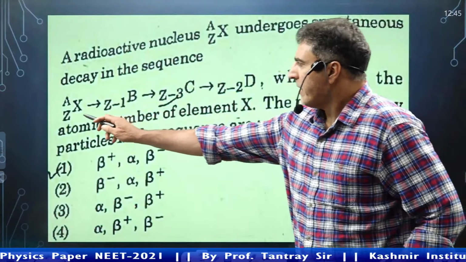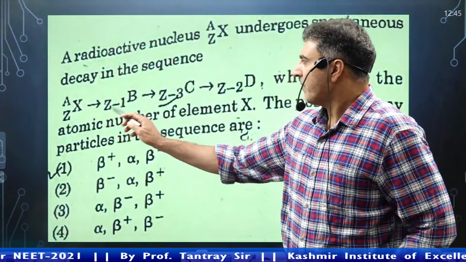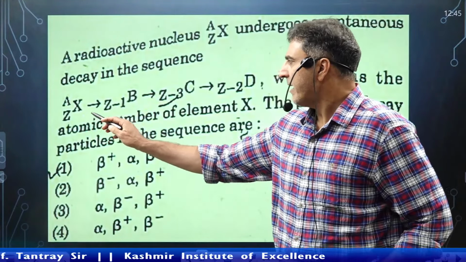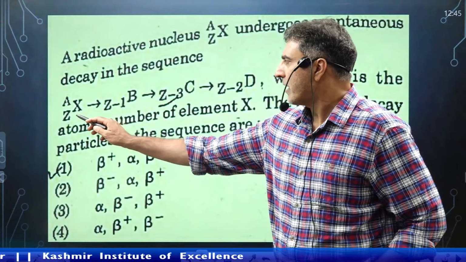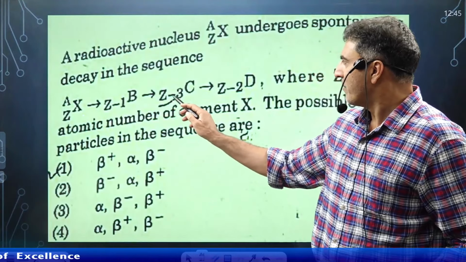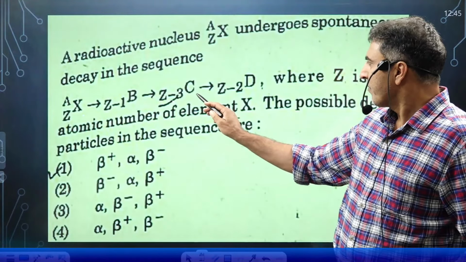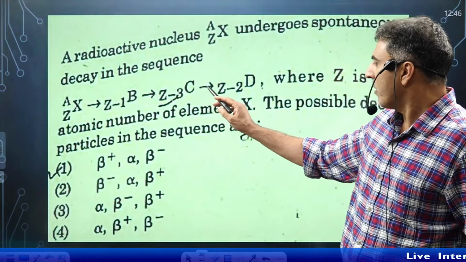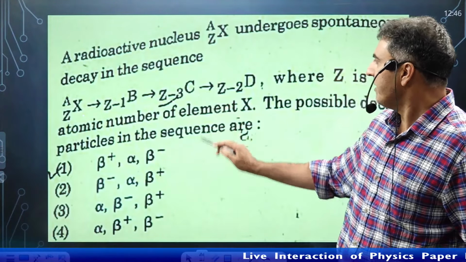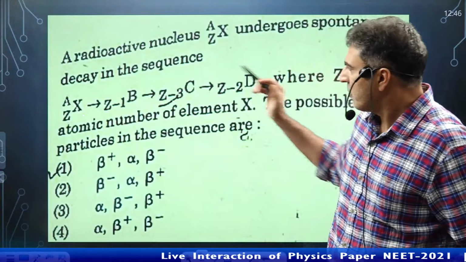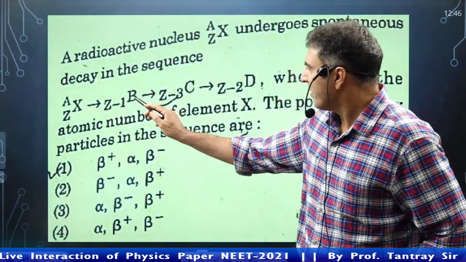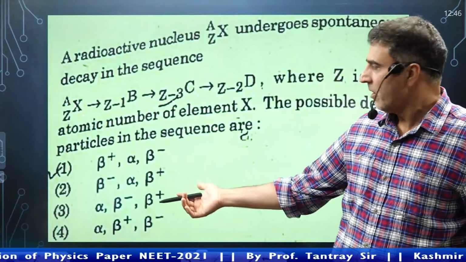Here, this is a nucleus, and the nucleus emits something, it becomes a B nucleus. But see here, it just emits a single positive charge. Here in the second case it emits 2 positive charges to become C, and here it emits one more particle, that is a negative charge. So from here to here, what is the sequence? First it must emit 1 positive charge. Second, it must emit 2 positive charges. Let us look at the answer.